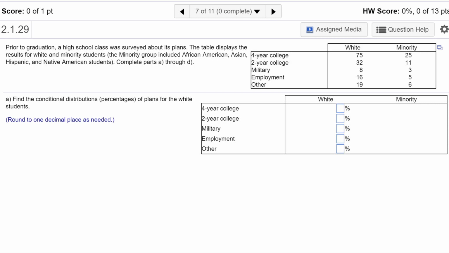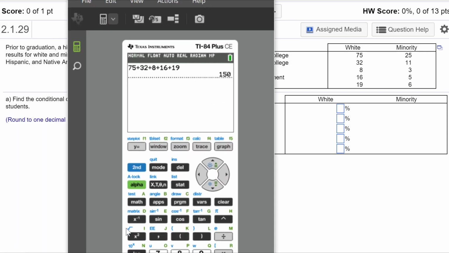Okay, for part A, we are wanting to find the conditional distribution percentages of plans for the white students. So we're only looking at the white students here. So that's going to be my N. I need to find out what the total is. So probably easy, just use the calculator and add them up. 75 plus 32 plus 8 plus 16 plus 19, you get 150. So that's going to be my denominator in each one of these.